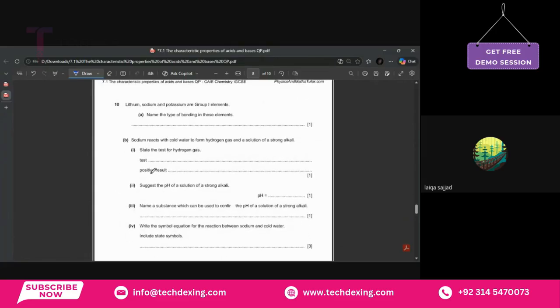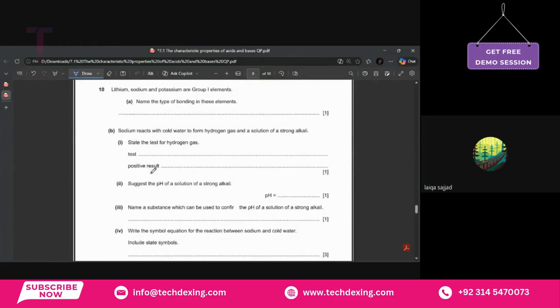Moving forward, we are given that lithium, sodium, and potassium are group 1 elements. You have to name the type of bonding in these elements. Is it ionic or like that? Yes, the type of bonding. Like metallic? Metallic. Very good. It's metallic.